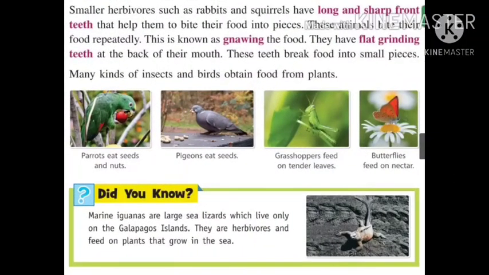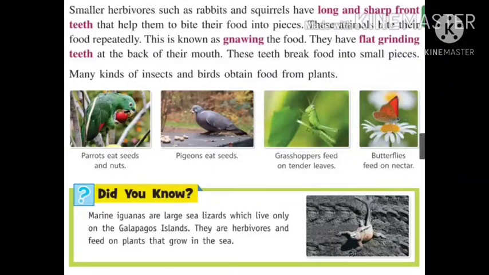Now let us know about the smaller herbivores. Smaller herbivores such as rabbits and squirrels have long and sharp front teeth that help them to bite their food into pieces. These animals bite their food repeatedly. This is known as gnawing the food. They have flat grinding teeth at the back of their mouth. These teeth break food into small pieces. Many kinds of insects and birds obtain food from plants.